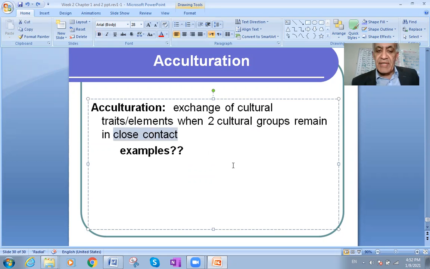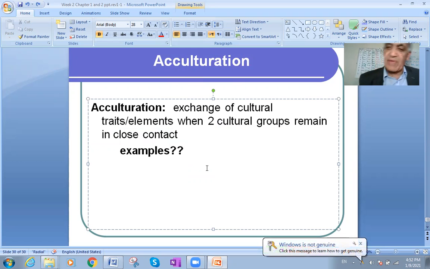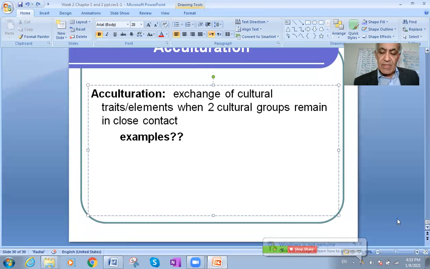So can you give examples of acculturation from Canada? Can you give examples about Canadian society, whether there is acculturation or not? I will let you think about this and write your answers down, and we will meet next week.